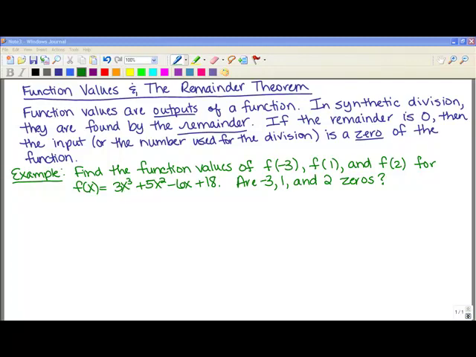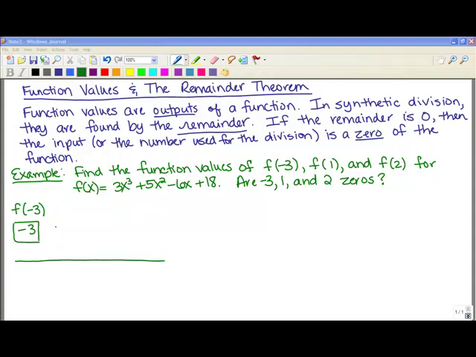For an example, we need to find the function values of f of -3, f of 1, and f of 2 for the function. Are -3, 1, and 2 zeros? In order to figure out the function values, we need to use synthetic division with our polynomial here. To find f of -3, we'll put the number -3 in the box for synthetic division, and then get the coefficients from the polynomial. Notice that the polynomial has a degree of 3, and it has every term present. There are no missing terms.